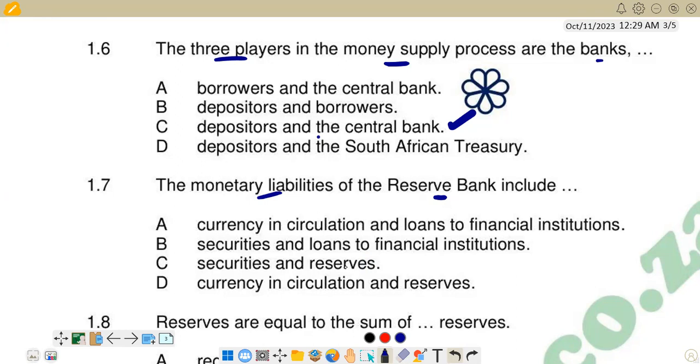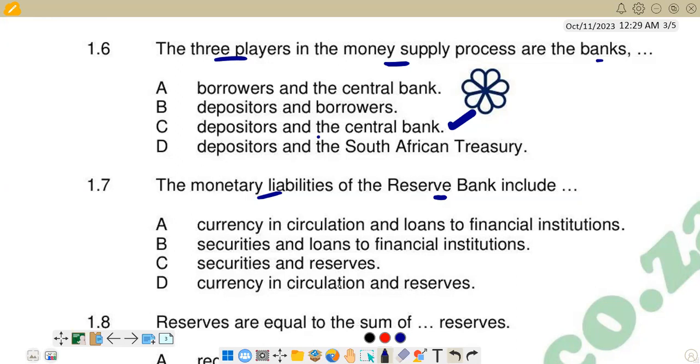So reserves become a liability to the central bank because the reserves are just balances that are there in the financial institutions, but these balances do not belong to the what? To the central bank. So the reserve is correct, but securities now is not correct. So we are left with D.